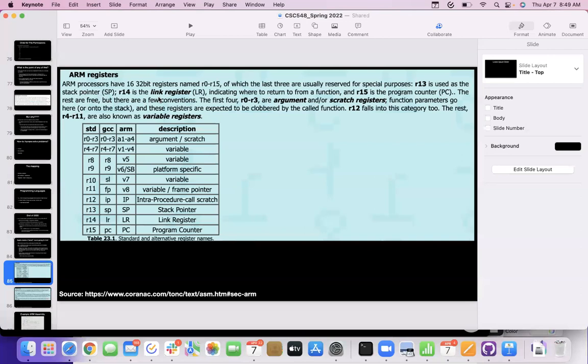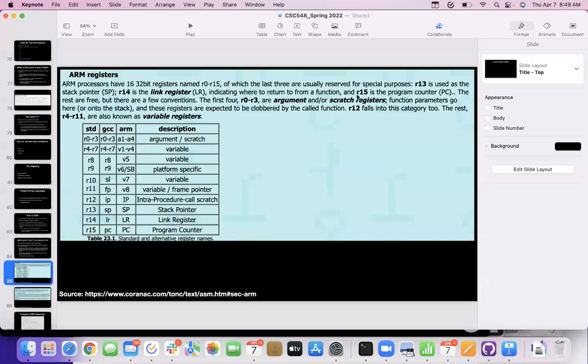R14 is the link register, indicating where to return from a function. So when you do a jump in your ARM program, when you go from line 14 to line 68 or something like that to go do something else, the link register allows you to quickly jump back and pick up where you left off, rather than having to store that somewhere else. So it allows for that return from where you are to where you used to be.